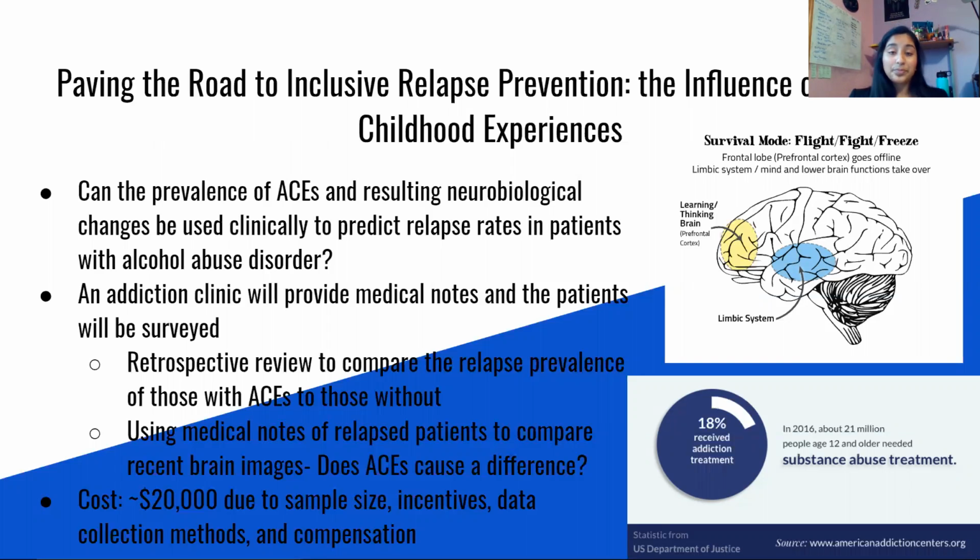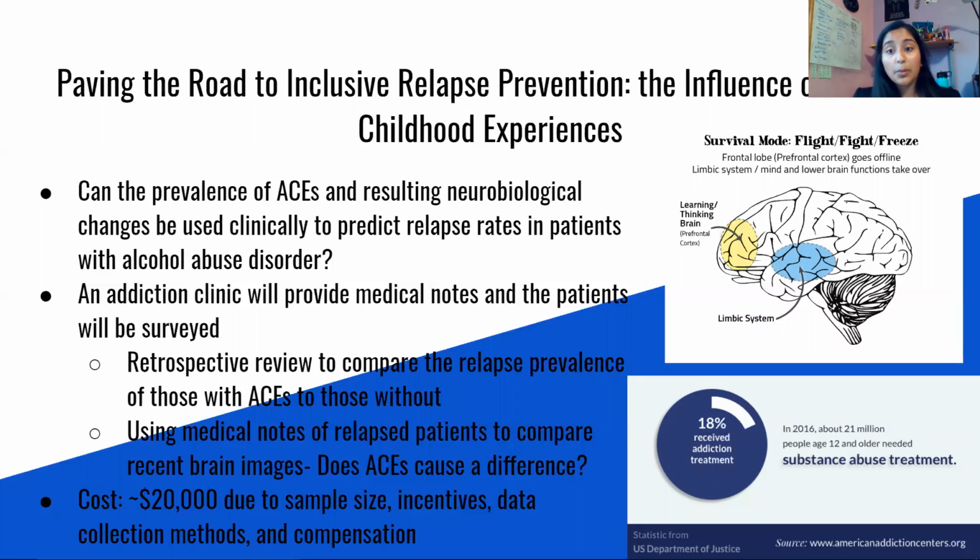Our past research focused on the neurobiological changes caused by adverse childhood experiences, or ACEs, and how that affects the prevalence and the likelihood of alcoholism and relapse later in life. What we found is the two subjects are correlated and that they affect the brain in a similar way. Yet it's unclear whether or not ACEs can be considered a predictor of alcohol abuse.